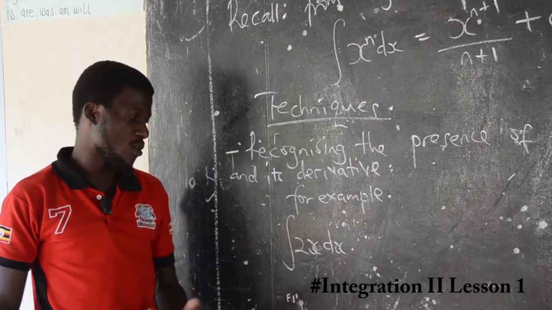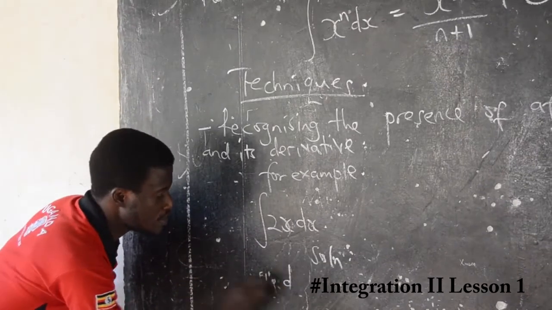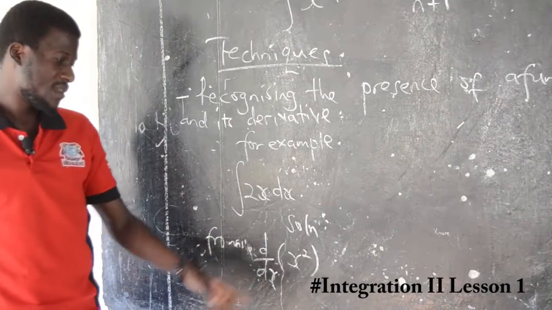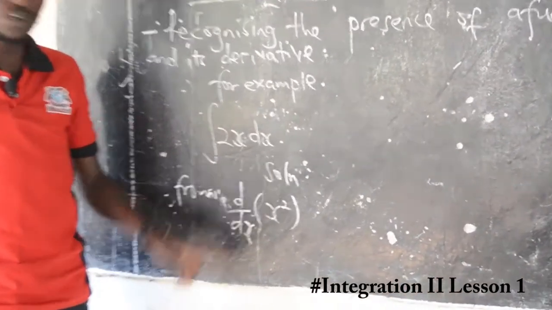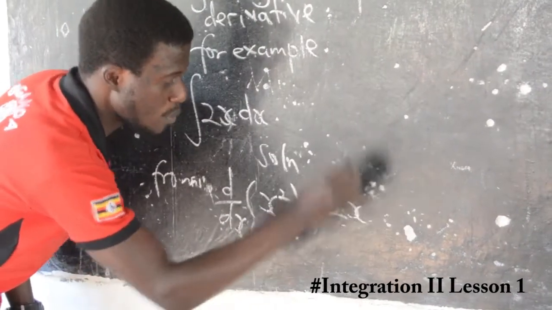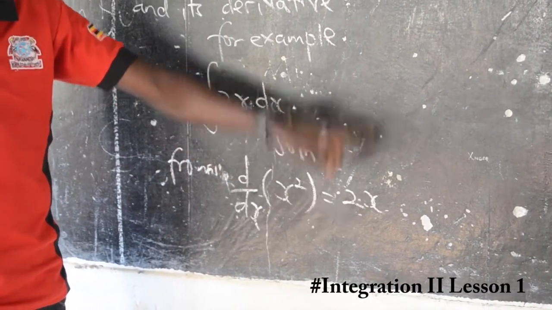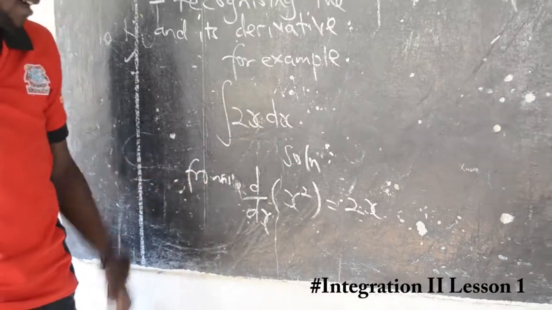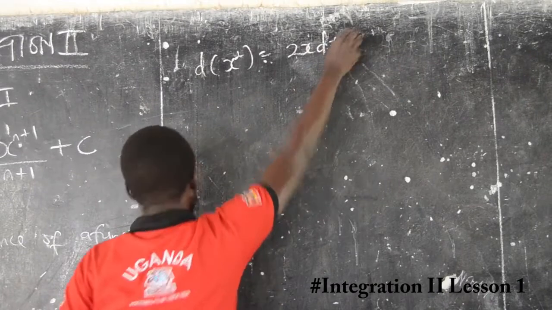Then you add just the numerical factor. Therefore, for the solution to this one, you guess that it is coming from d/dx of x squared. Everyone look at this. When you differentiate x squared with respect to x, what do you get? Drop the power and reduce 1 from the power. That means when you differentiate x squared, you get 2x, and 2x is the one they are asking you to integrate. Then let us add just the numerical factor. Therefore, we remain with d(x squared) is the same as 2x dx.